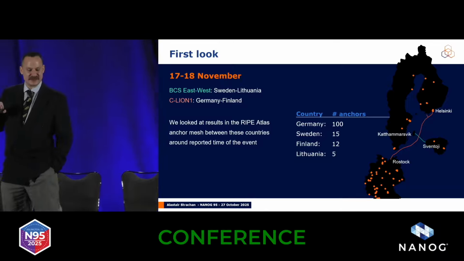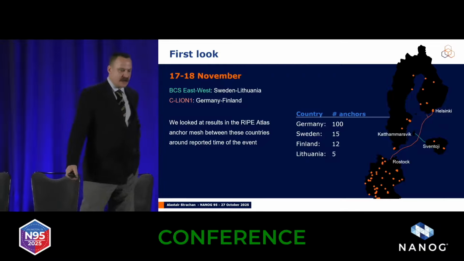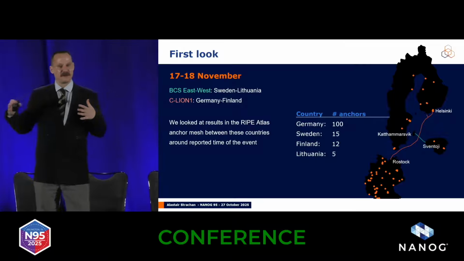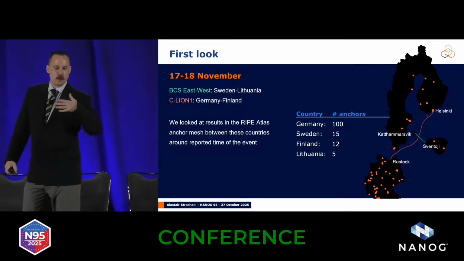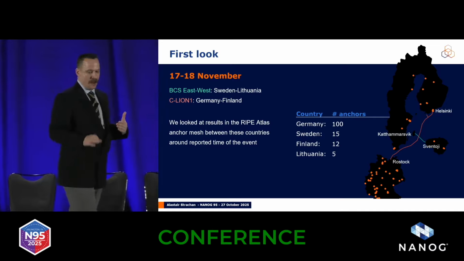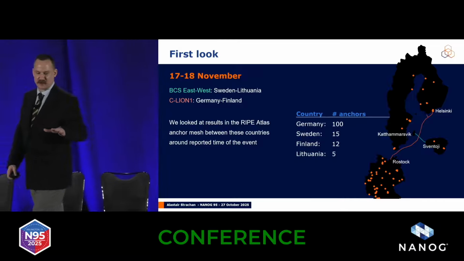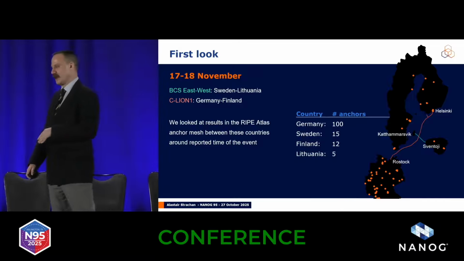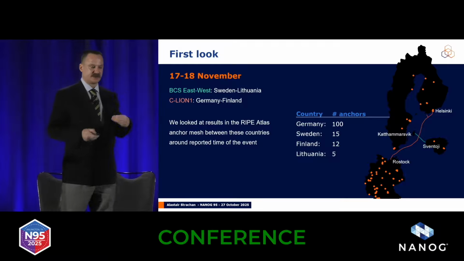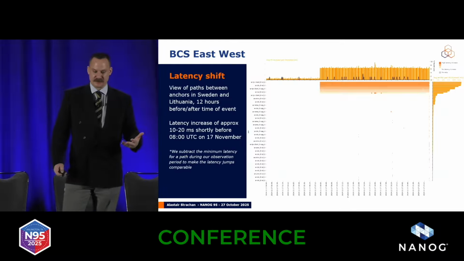The BCS is Sweden and Lithuania, and the C-LION1 is Germany and Finland. We looked at the results of these anchor meshes between these countries around the time of the event. With the countries listed, as you can see, we've got anchors in all of them. I'm not going to try and pronounce the city names, apart from Helsinki and Rostock. The other two I will definitely mispronounce. But we have these anchors, and we use this to do an in-depth look at what happened.